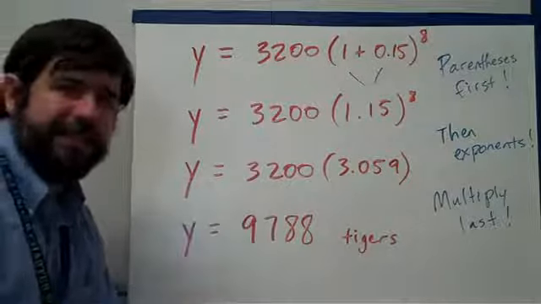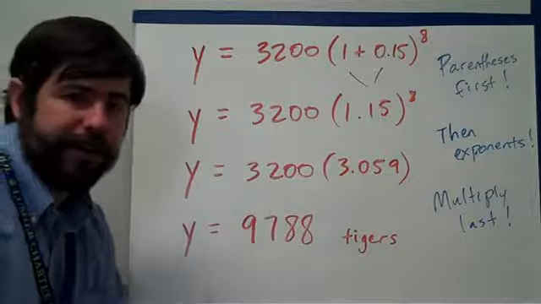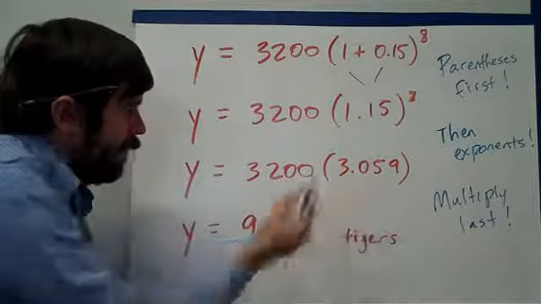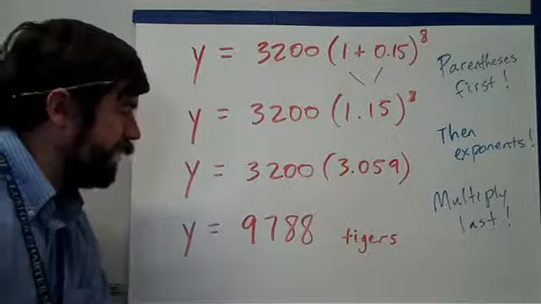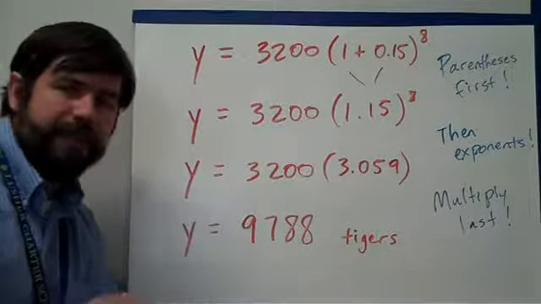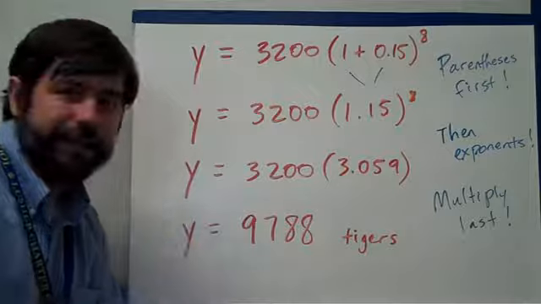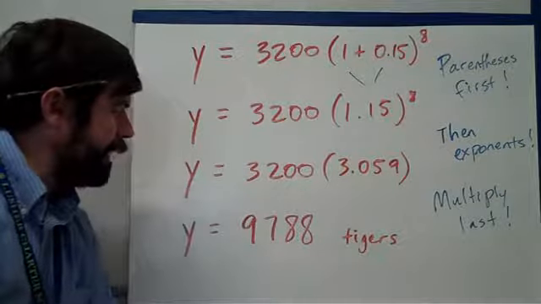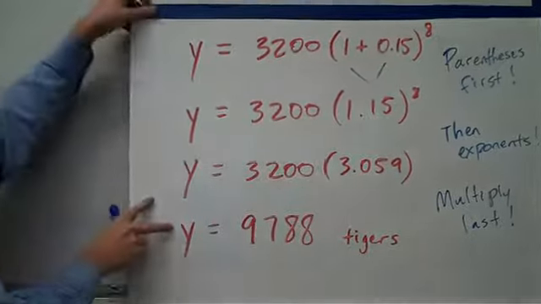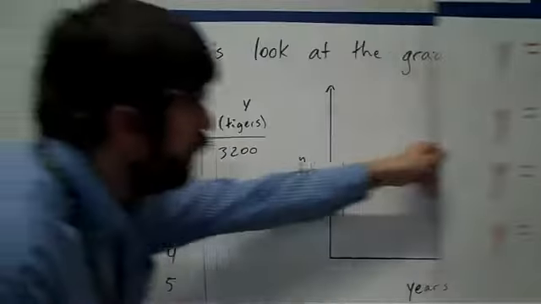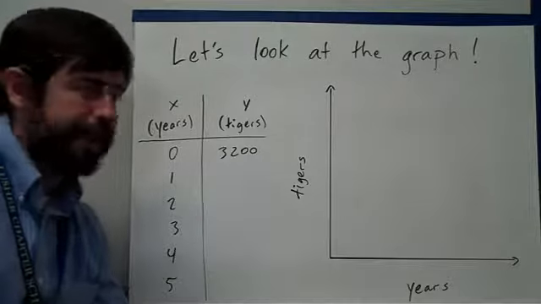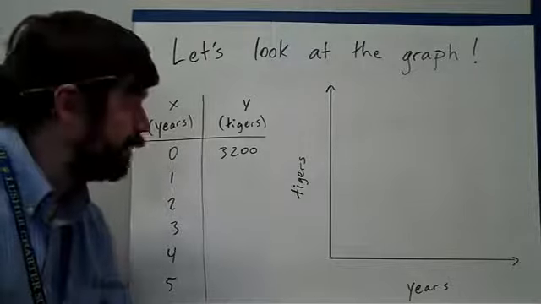Just keep as many digits as you can there, and we'll round it off at the very last step. And then multiply last. So 3,200 times 3.059 gives approximately 9,788. And I did round that down because you can't have 0.8 tigers or 0.6 tigers. Now that we have our answer, we've made our prediction. There's going to be about 9,788 tigers in the year 2013, in January.